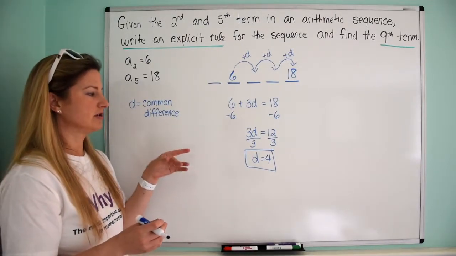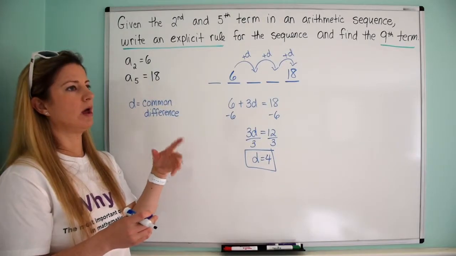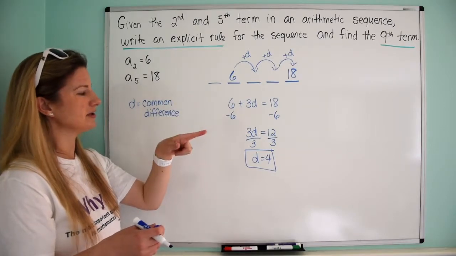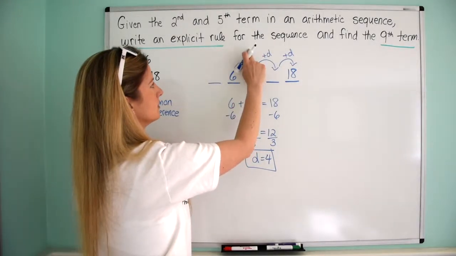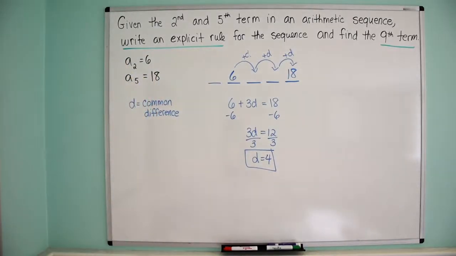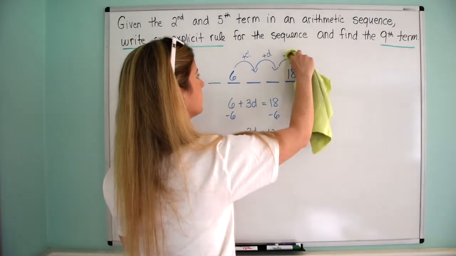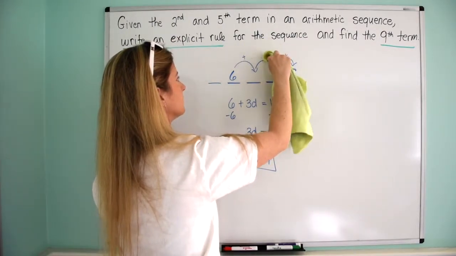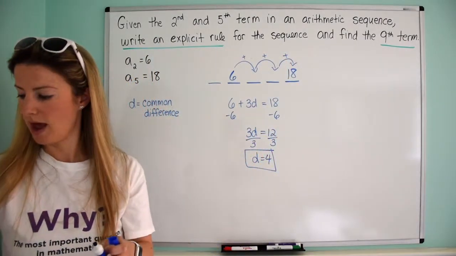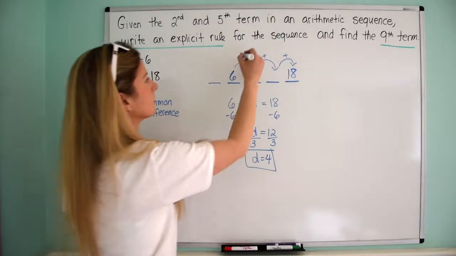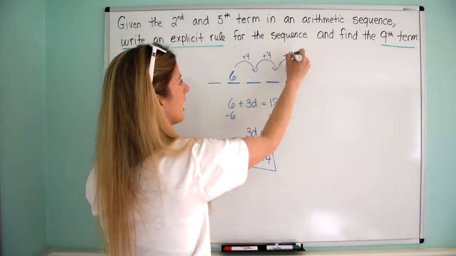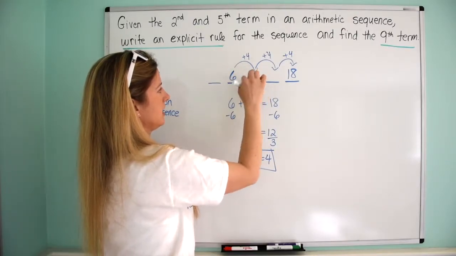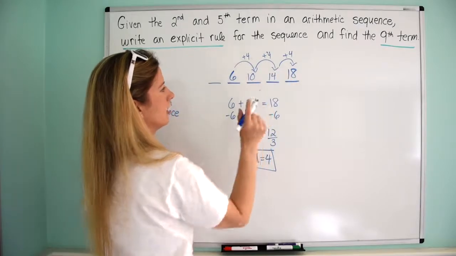Now, we can figure out the explicit rule by plugging in a formula, which is fine if that's what you want to do. But we can also just do it intuitively by saying, well, this is now no longer D. This is 4. So I can erase all these D's, and instead of writing D, I can write 4. And so then I could easily fill in what every term is. So 6 plus 4 is 10, 10 plus 4 is 14, and then 18.